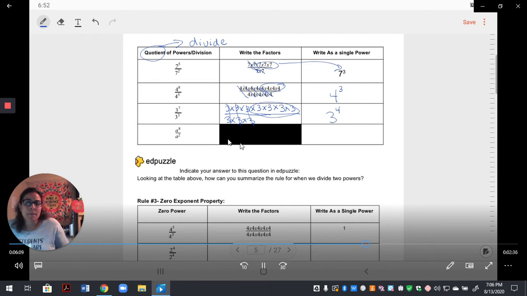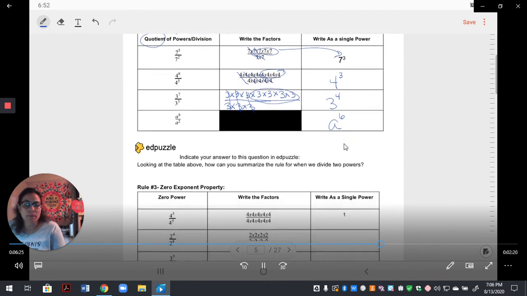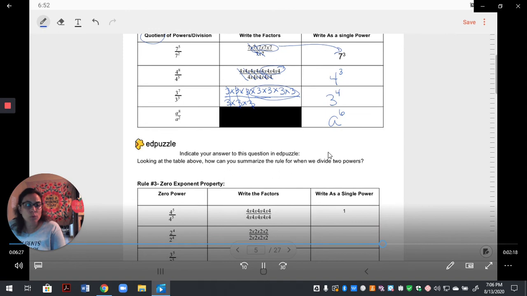Now let's try and skip that. So you have a to the 8th and a to the 2nd. Well, 8 minus 2 is going to be 6. So you're going to have a to the 6th power. Again, in Edpuzzle, we want you to go ahead and answer the question, look at this table, look at the pattern that you find, and what rule can you write?